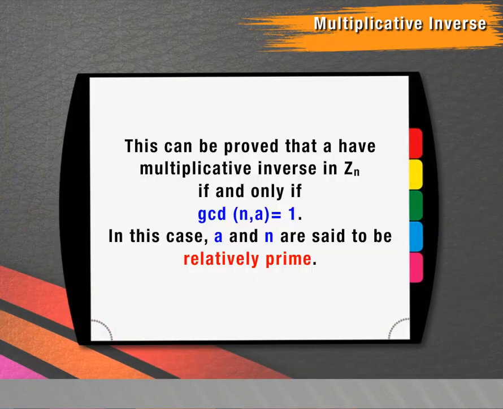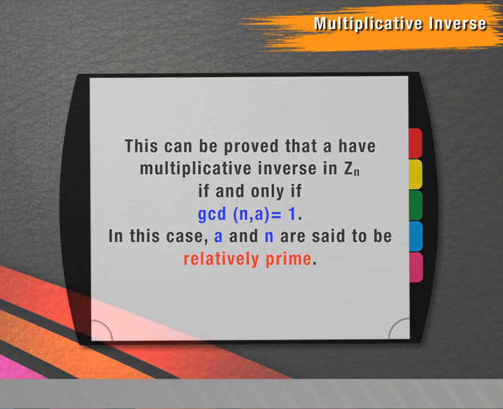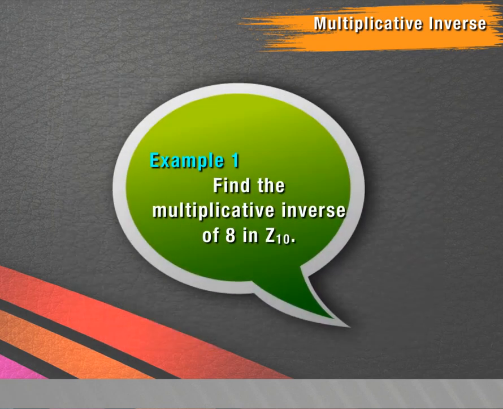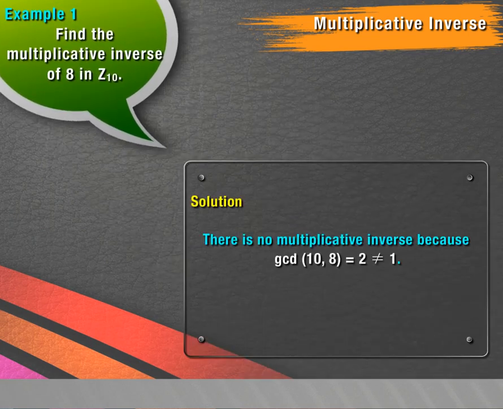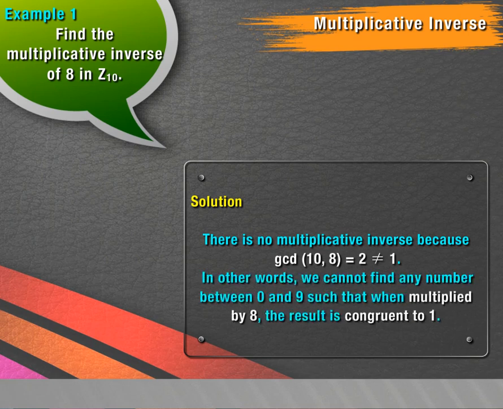This can be proved that a has a multiplicative inverse in Zn if and only if GCD of n, a is equal to 1. In this case, a and n are said to be relatively prime. Example 1. Find the multiplicative inverse of 8 in Z10. Solution. There is no multiplicative inverse because GCD of 10, 8 is equal to 2, not equal to 1. In other words, we cannot find any number between 0 and 9 such that when multiplied by 8, the result is congruent to 1.